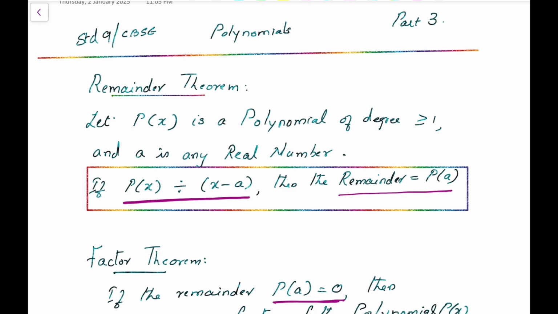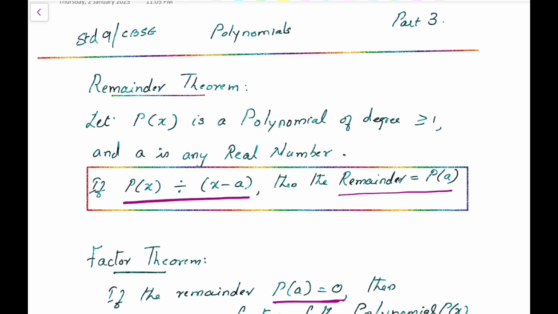So here we are going to start with a new topic. It's the remainder theorem and the factor theorem. The remainder theorem is: if a polynomial p(x) is divided by a linear polynomial x minus a, the remainder is p(a). This remainder theorem and factor theorem are for a linear polynomial divisor. It is divided by x minus a. The remainder is p of a. This is what the remainder theorem is.